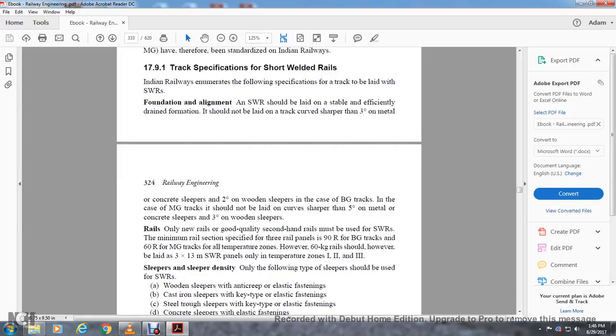Rails: only new rails on new sleepers of good quality. Second-hand rails may be used with short welded rails. Minimum rail section specified: 3 panels, 90 R for broad gauge track and 60 R for meter gauge, as per the following temperature zones. However, the 60 kilogram rails should be laid as 3 by 13 meter short welded rail panels. Temperature zones 1, 2, and 3.